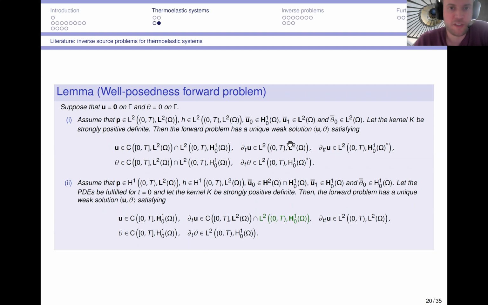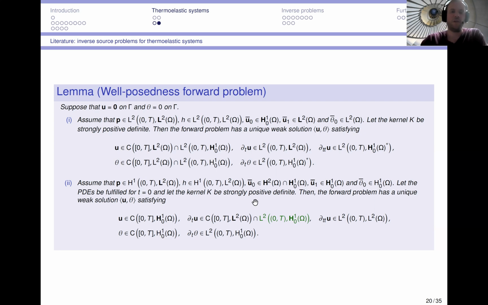What's important, of course, is that the forward problem is well posed. Under these conditions on the sources and the initial data, we have that the solution U and theta belongs to the intersection of these spaces. So we see here also that U at final time is well defined, and also theta at the final time is well defined as an element of L2.